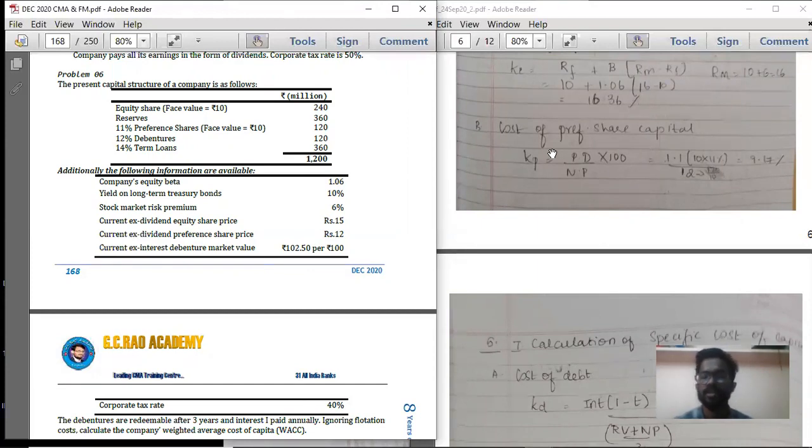So 10 into 11%, that is 1.1, divided by what is the net proceeds? Net proceeds is 120. 120 divided by 10, you will get again 12. So 1.1 divided by 12. The total value of preference shares is 120 as per book value. Face value is 10. If you divide, you will get 12. 1.1 divided by 12 is equal to 9.17% into 100 is equal to 9.17%.